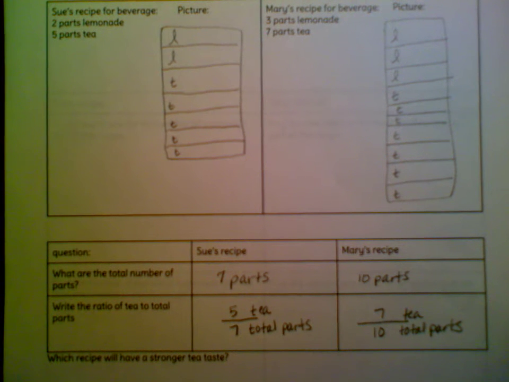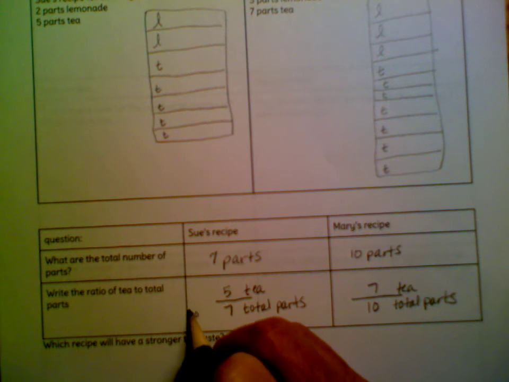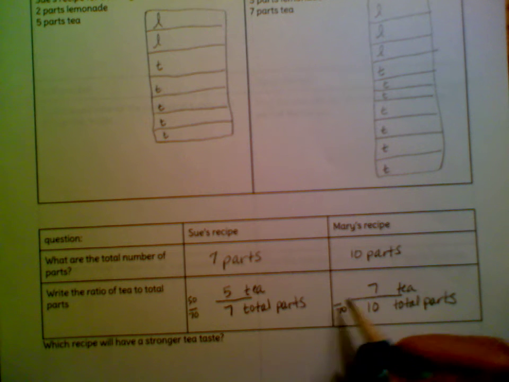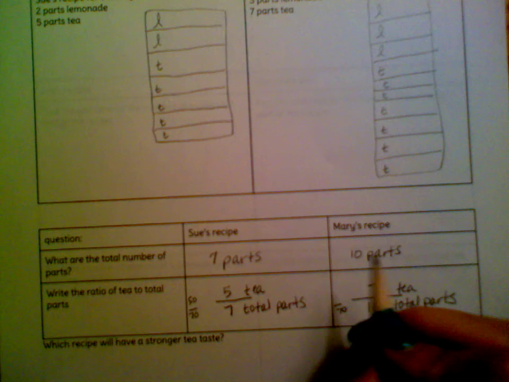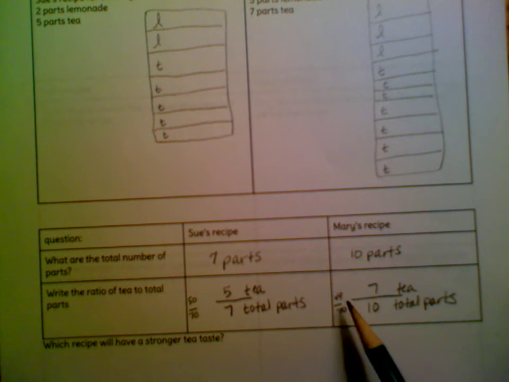Well, right now I can't really compare. I'm not sure looking at those two fractions. So one way I could do it is I could make common denominators. I could use 70. So I'm just going to do that off to the side here. So 7 times 10 is 70. 5 times 10 is 50. I could do 70 here. So 10 times 7 is 70, 7 times 7 is 49. 50 out of 70 would be stronger than 49 out of 70.